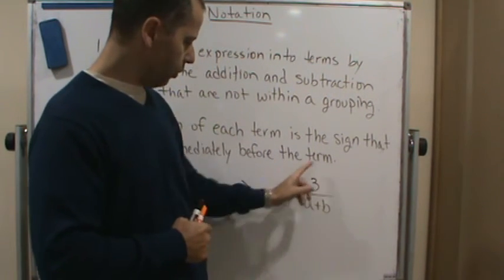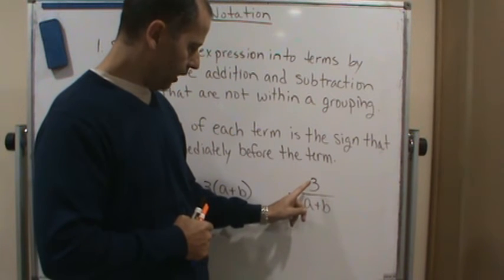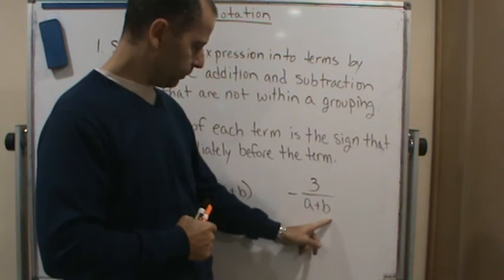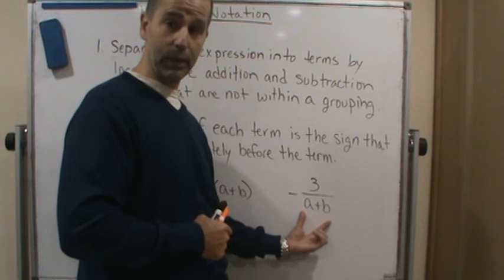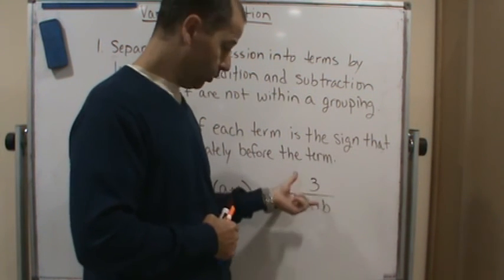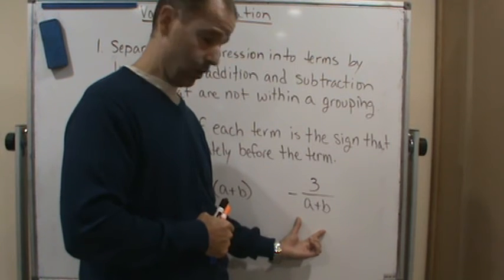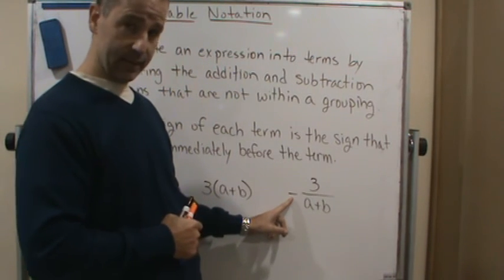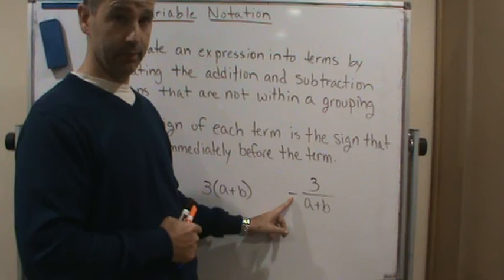Here, this is a quotient of 3 and the expression a plus b. So this would, again, be one term. This whole thing would be considered one term because it's a quotient of two quantities. And in this case, the sign is negative.